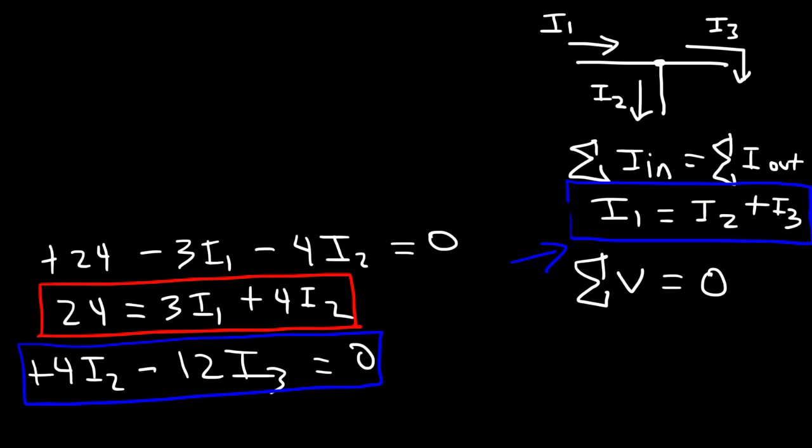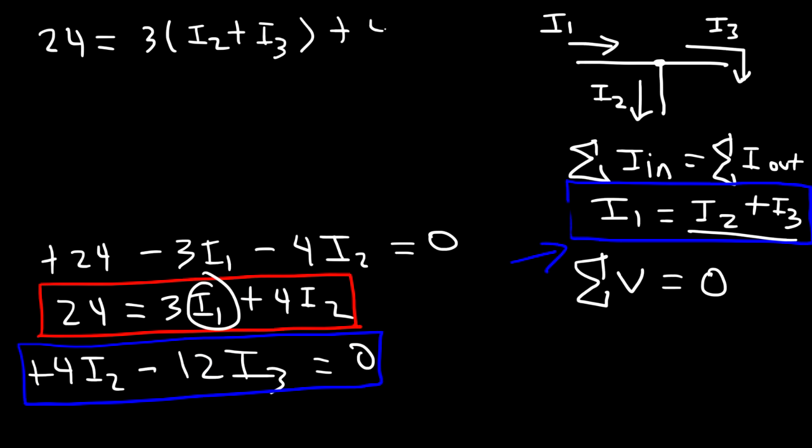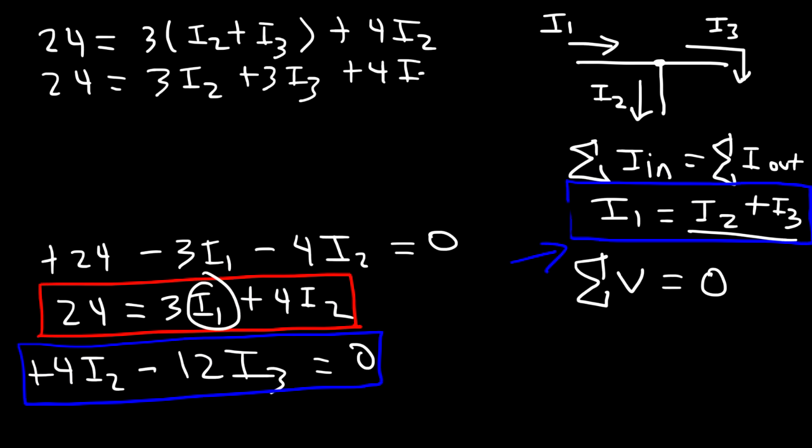So what I'm going to do in this case is replace I1 with I2 plus I3, because it's equal to that. So 24 is equal to 3 times (I2 plus I3) plus 4I2. And so 24 is equal to 3I2 plus 3I3 plus 4I2. And now we can combine like terms. So far we have 24 is equal to 7I2 plus 3I3.